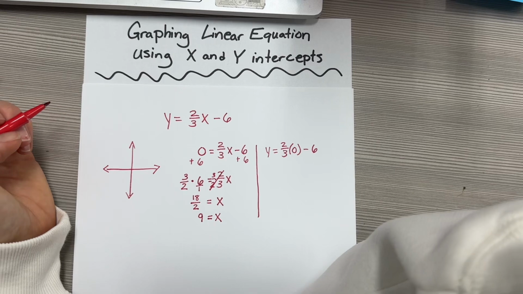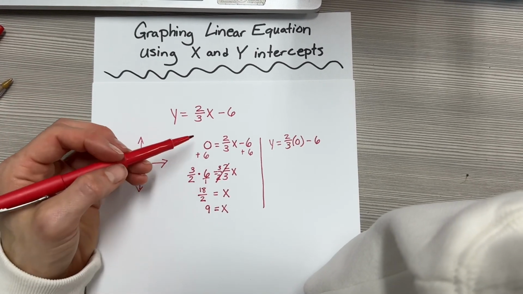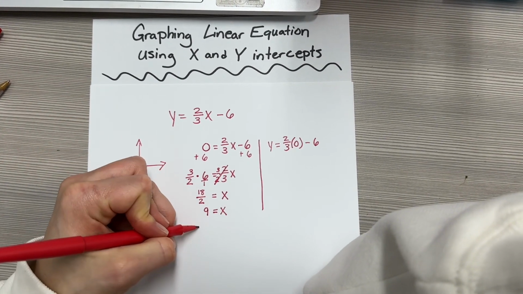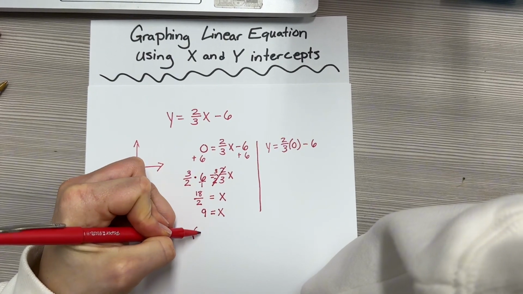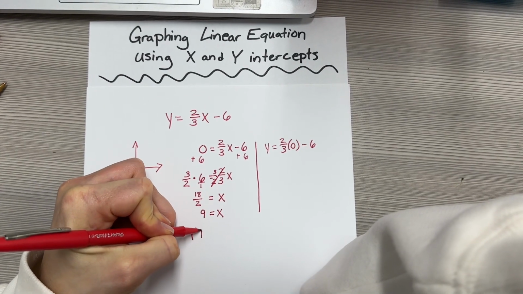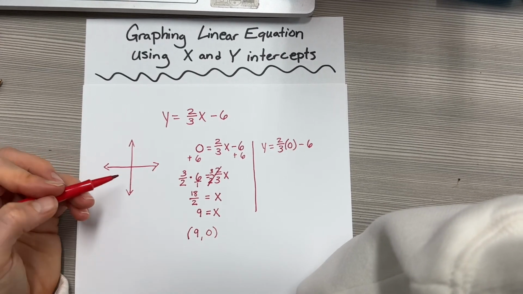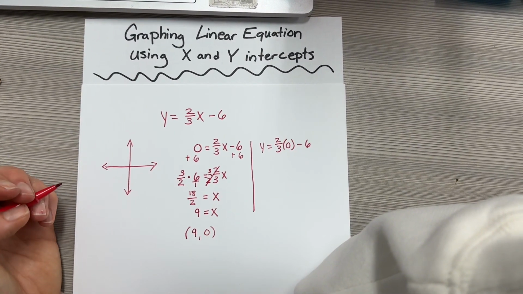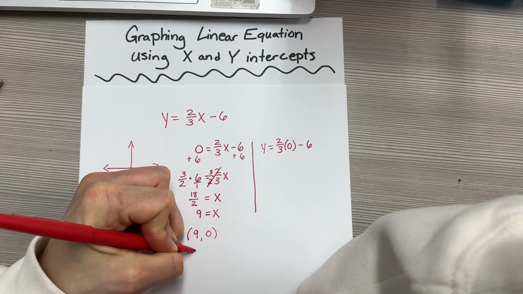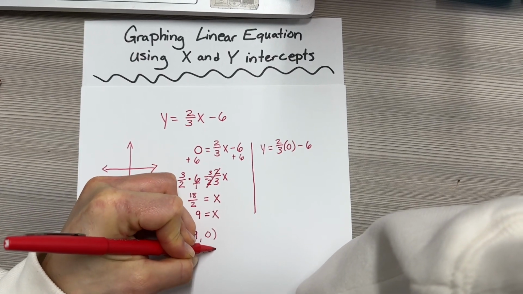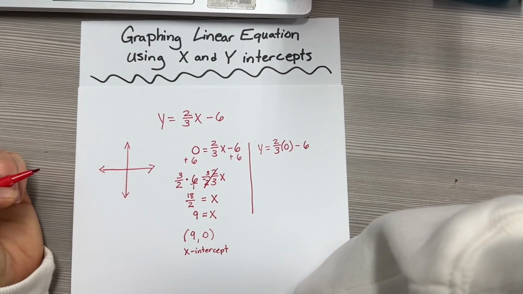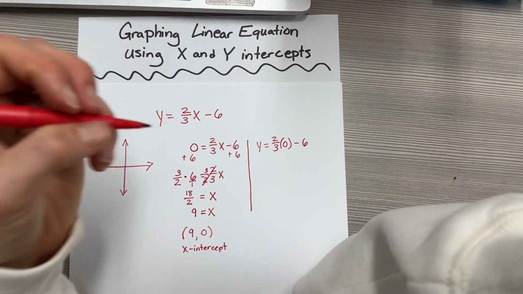So now we're going to write our ordered pair for this first one. So again, we started off with the y as 0, and our x is 9. So x always comes first, so we're going to do x, which is 9, then y is 0. So that's our first, this is our x-intercept. So let's write that, x-intercept. Perfect.